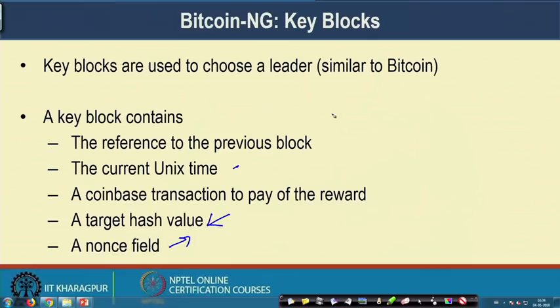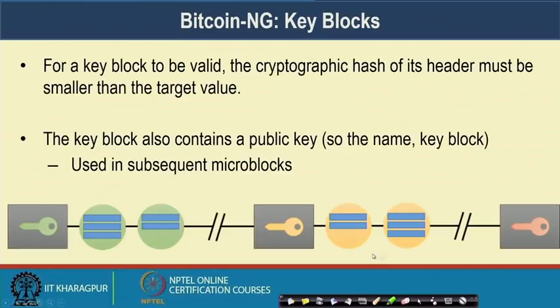The task is similar to Bitcoin proof of work: you find the nonce which will help you get a hash value equal to or less than the target hash value, and if you are able to find that nonce value, then you have been elected as a leader. So, you can generate the corresponding key block, and then you can generate multiple subsequent micro blocks which will contain the serialized transactions that you have overheard. So, that is the broad idea of the contents of a key block, and then you have various micro blocks.